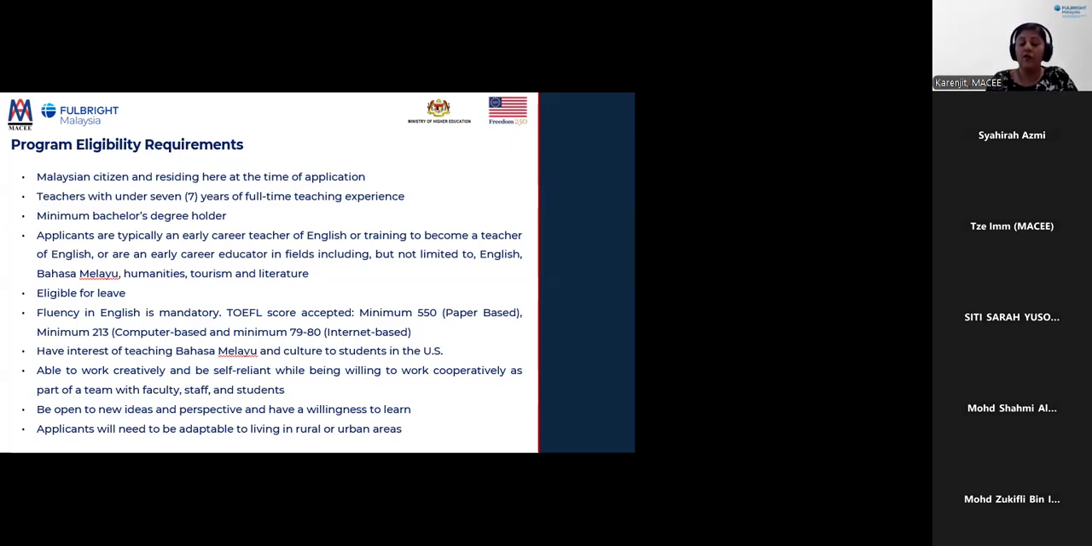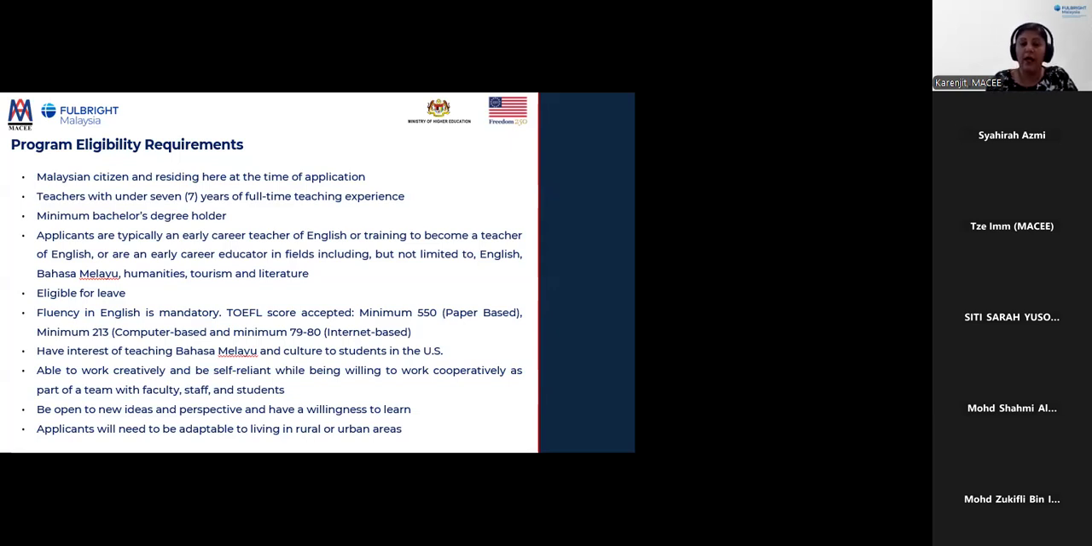Okay. Of course, in order to apply for this program, an applicant needs to be eligible for leave. So you have to be eligible to get a paid leave. Most of the time, whenever you fulfill all the requirements, you will be allowed to get a paid leave. So ensure that for the 9 or 10 months duration that you're going for the program, you are allowed to take the leave that you are required to take from your school.